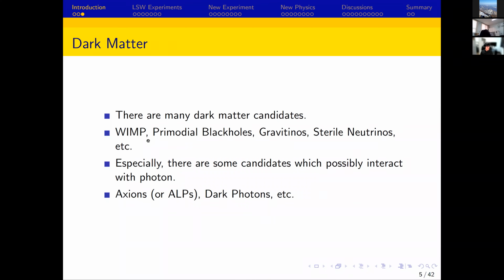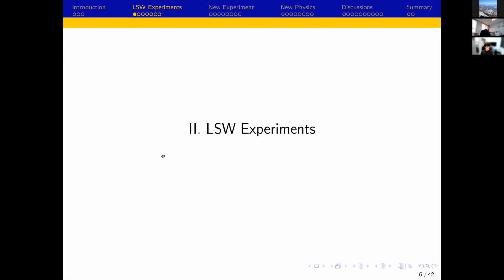So there are many dark matter candidates, for example WIMPs, primordial black holes, gravitinos, and sterile neutrinos, etc. Among these candidates, I am interested in some light candidates which possibly interact with photons. Examples of these candidates are the axion, axion-like particle, or dark photon, etc. These candidates are popular these days, therefore several experiments for their detection have been proposed. Among these experiments, I want to talk about the light shining through wall experiment, or simply the LSW experiment.